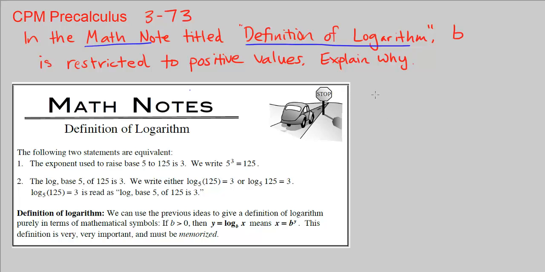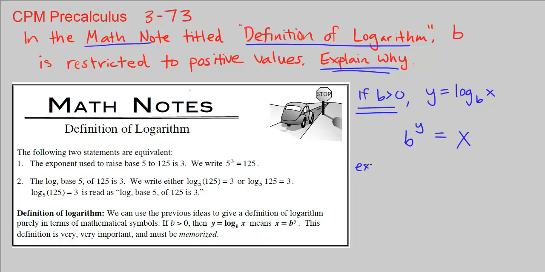What that's saying is, if b is greater than 0, then y is equal to log base b of x. And that's the same thing as asking what power can we raise b to in order to get x. So if we raise b to the y power, we get x. And that's what we see here. So let's say, why does b have to be greater than 0? That's the whole question. So let's take an example.